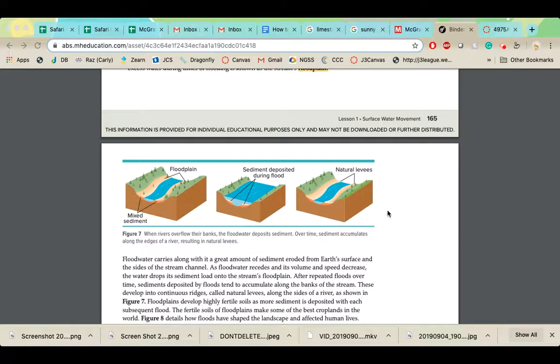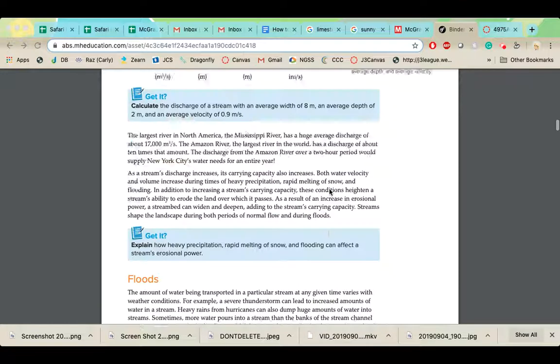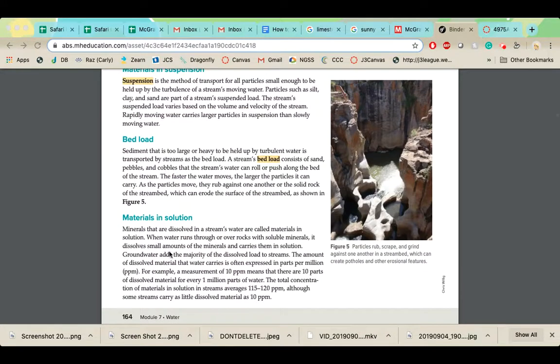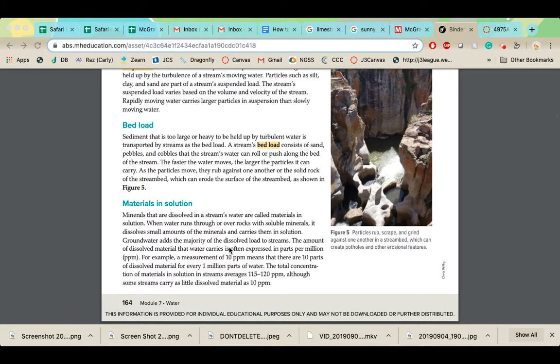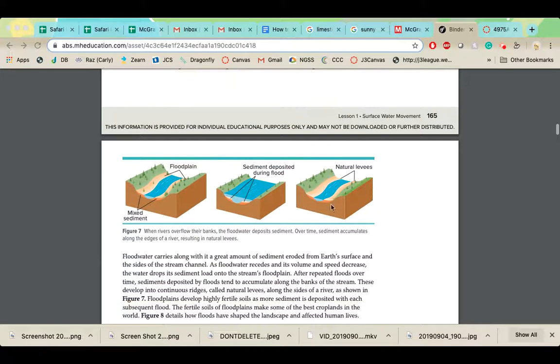Why would anybody live near a place that could potentially flood, like live in a floodplain like this? They would do it because if you go back to these solutions, there's a lot of solutions and suspensions, meaning there's dirt and there's a lot of dissolved minerals that end up in this soil. So this soil ends up being incredibly fertile and great for growing foods and crops.